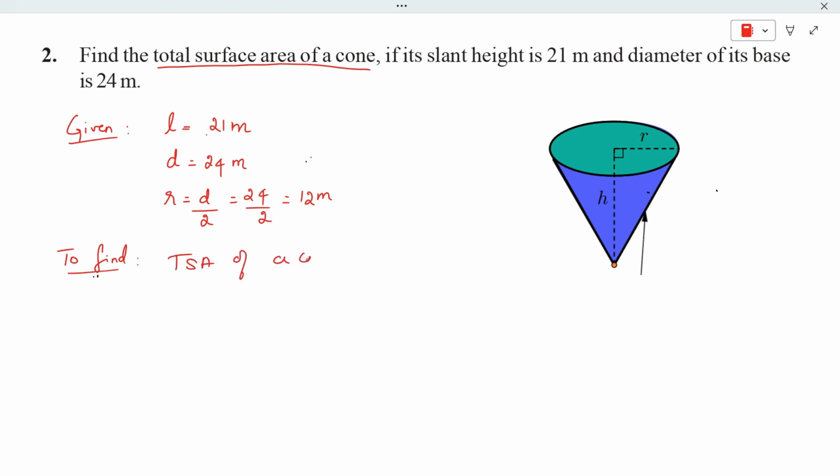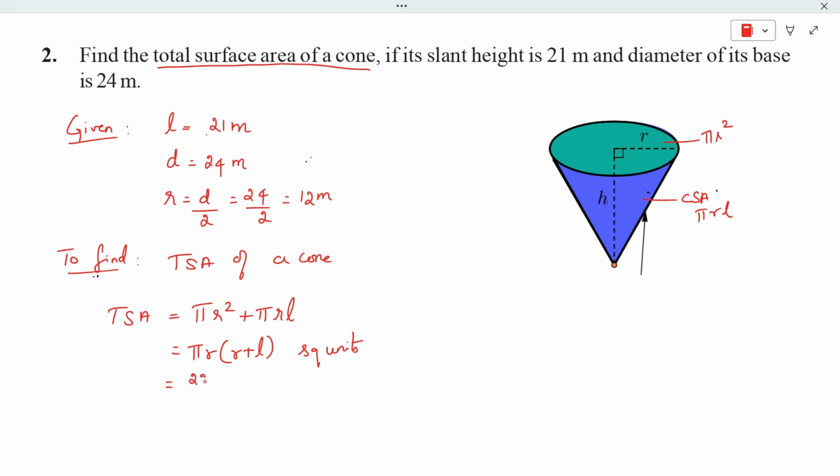Let's recall the TSA of a cone formula. TSA is nothing but pi r square plus pi r l, or else if I take pi and r commonly outside, it is pi r times (r plus l) square units, isn't it? So total surface area is nothing but adding all the surface areas together. The base surface is pi r square, which is circle, and this is CSA, which is pi r l. Now we are going to substitute the values.